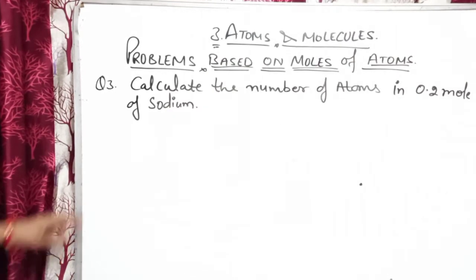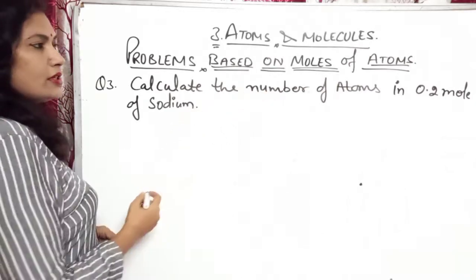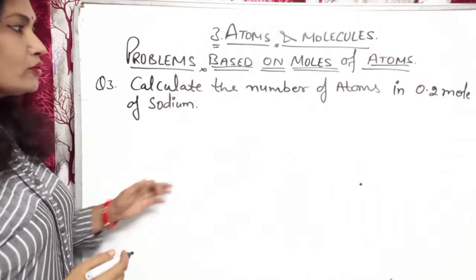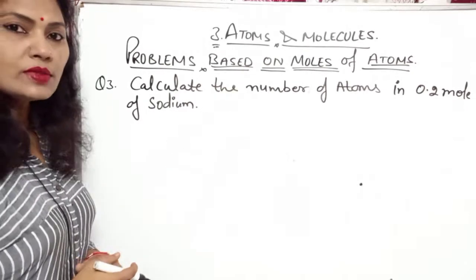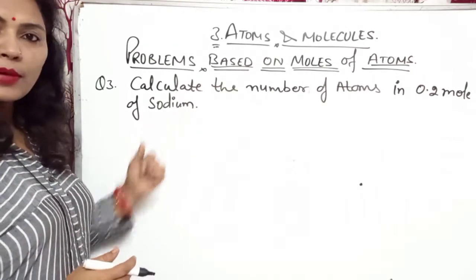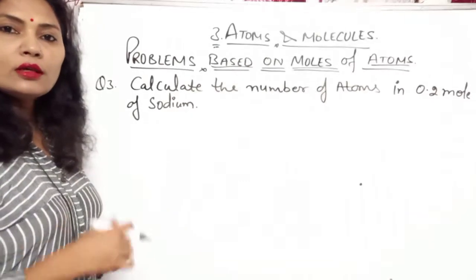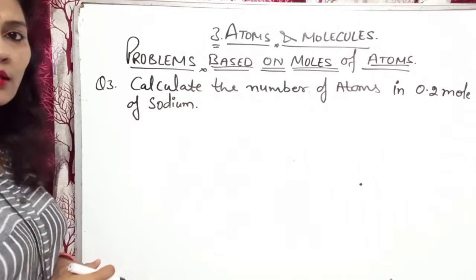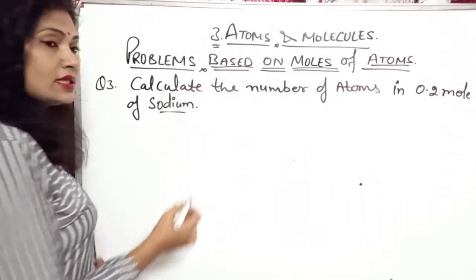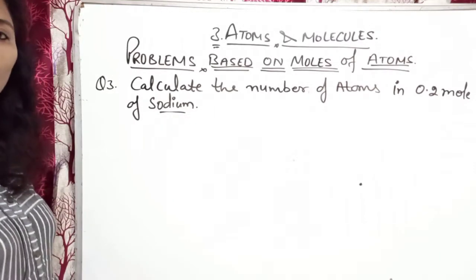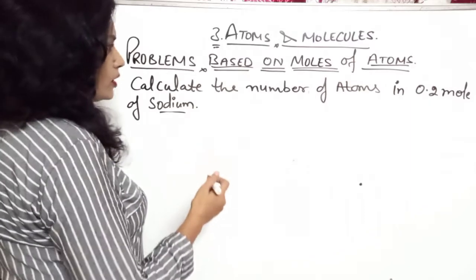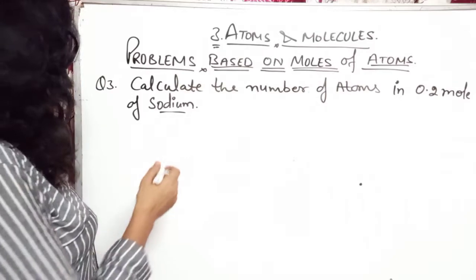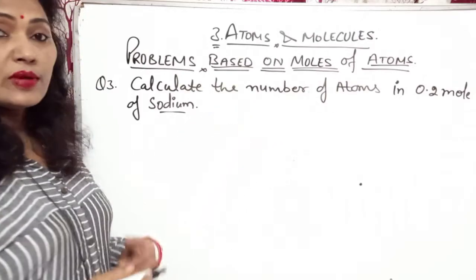Next problem: calculate the number of atoms in 0.2 mole of sodium. We have to calculate the number of atoms, and 0.2 mole of sodium atom is given. You know the molar mass, that is the atomic mass of sodium, is 23. But here there is no need of atomic mass, because we have to calculate the number of atoms.